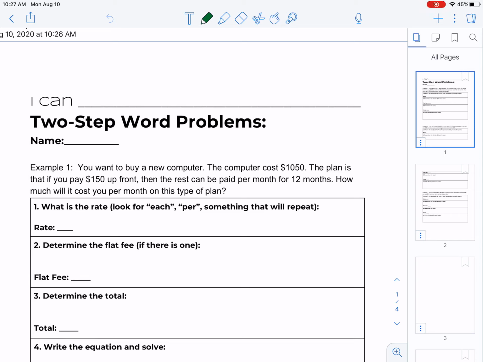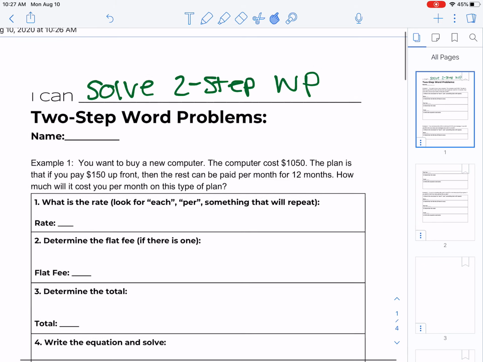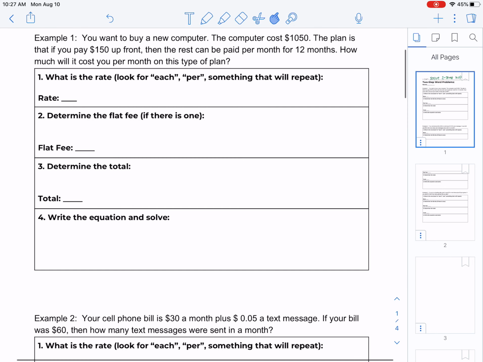This video is to show you how to solve two-step word problems. So at the top of your notes packet, if you are filling out your notes packet, you want to fill in "I can solve two-step word problems." I'm going to abbreviate word problems to be WP. These are the three examples that we're going to be dealing with on your Check for Understanding and on all of your classwork assignments this week.